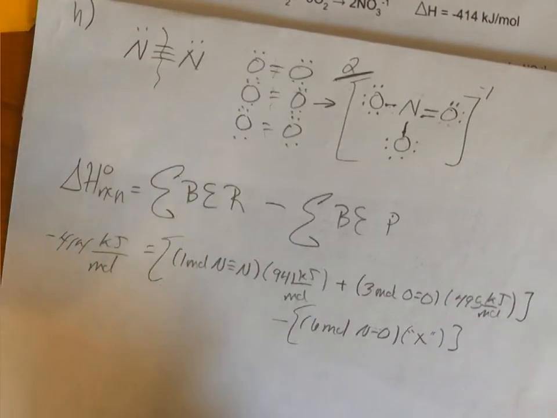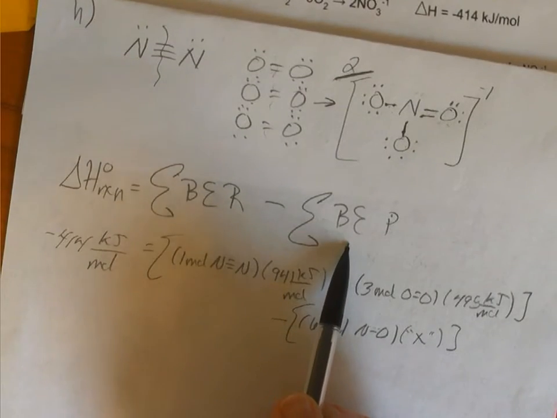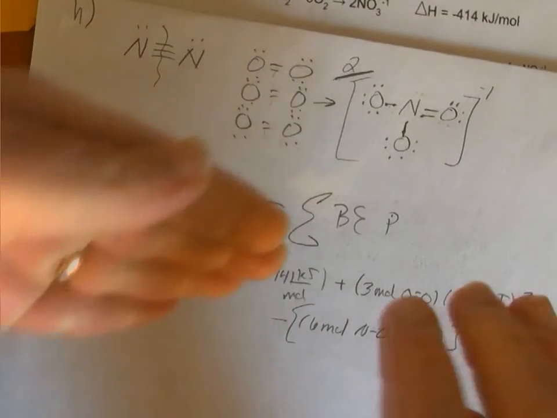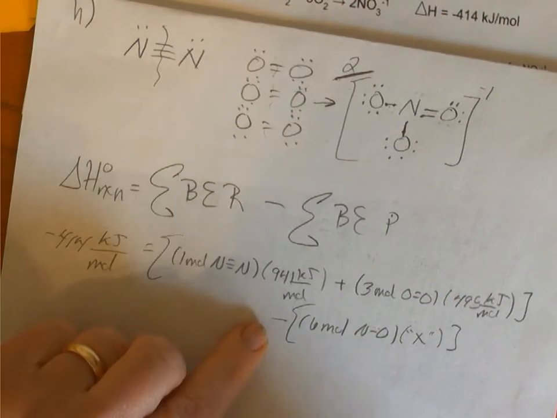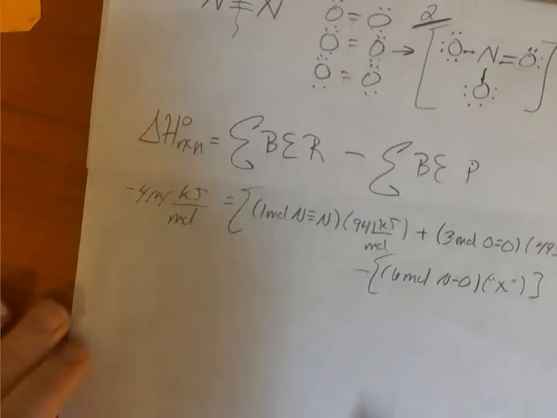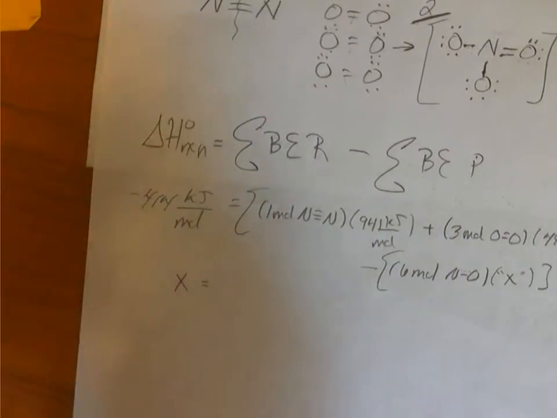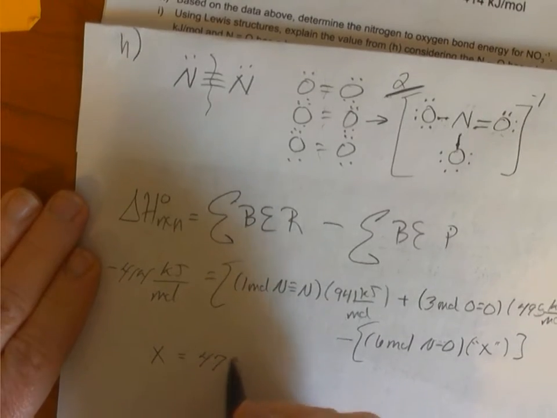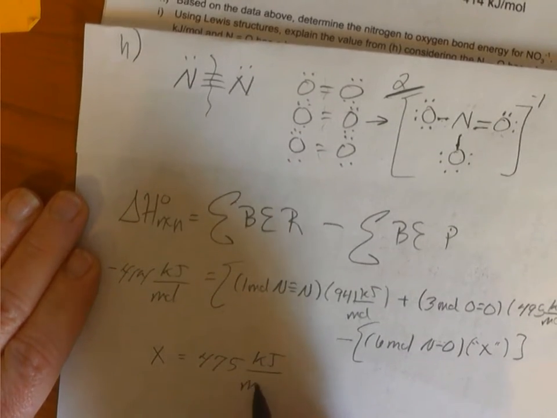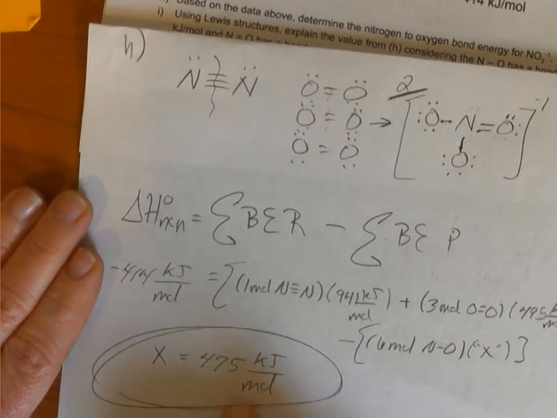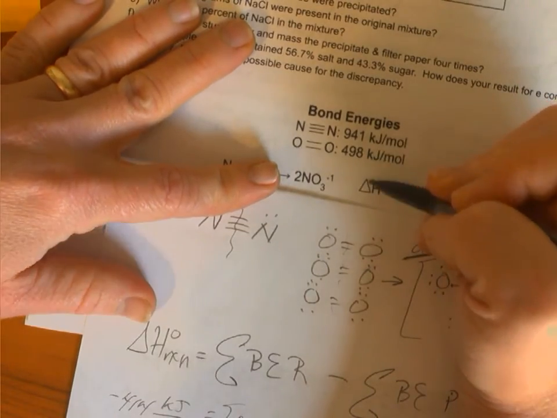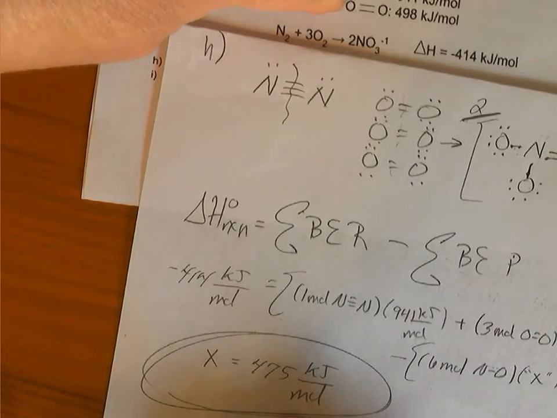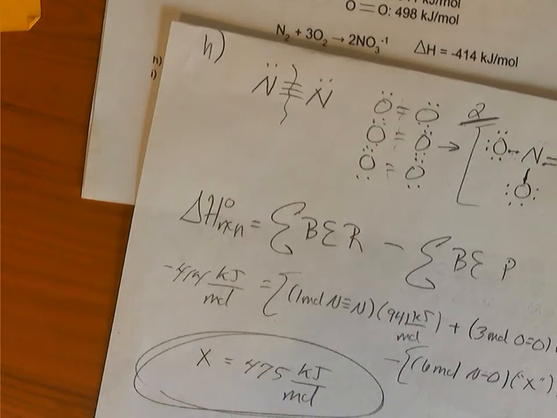Now, remember, these are positive. Bond energy is the energy invested, but when that bond forms, it's going to be released. That's why we make that negative. So be careful with your algebra, and then what we end up getting is that 475. And remember, bond energies are positive. Positive. And if we take a look, it's a reasonable value that we're getting looking at a triple bond between nitrogens and a double bond between the oxygen.